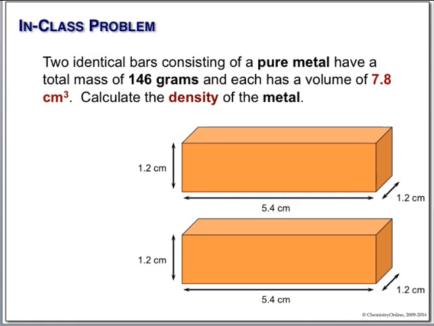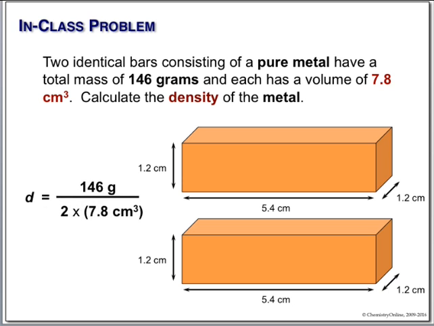Okay? We'll say they're exactly the same. So we did 2 bars, right? So instead of 73, our mass is 146, twice that, right? Our volume for each of these was 7.8. We just did that in the previous slide.